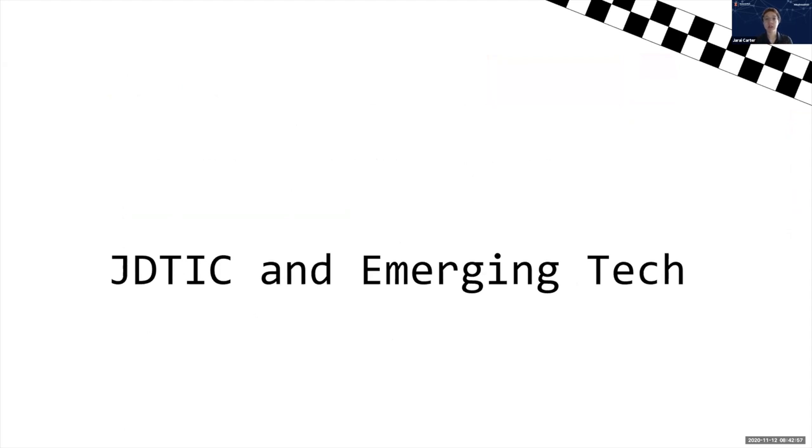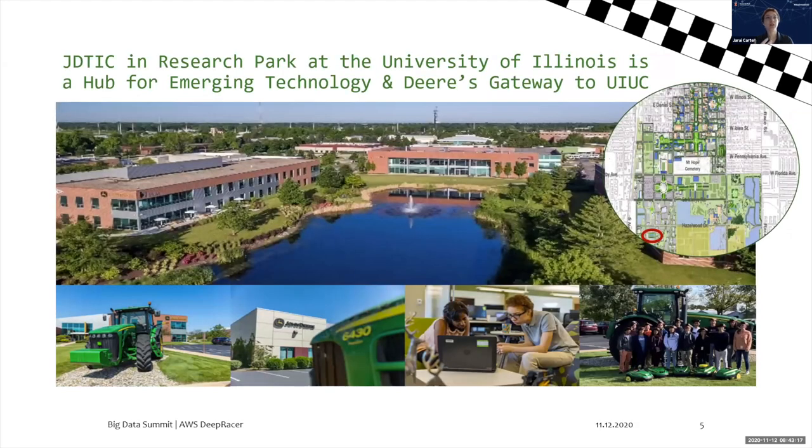I want to just take a moment and talk a little bit about JDTIC and its role in emerging tech and kind of set the stage for our center and why projects like the DeepRacer fold very nicely into what we do at the center and some aspects that are important in the tech field. So there's really two major roles that our center plays in a research park. And for Deere, it's a hub for emerging technology. And the second is that it's a gateway to the exceptional talent that we have located at the University of Illinois.